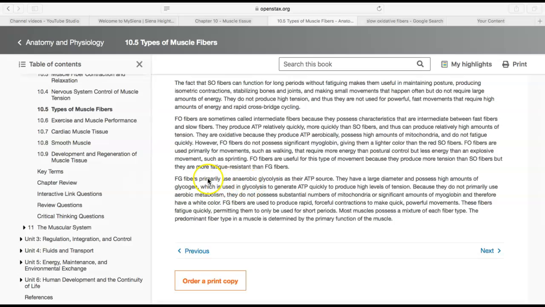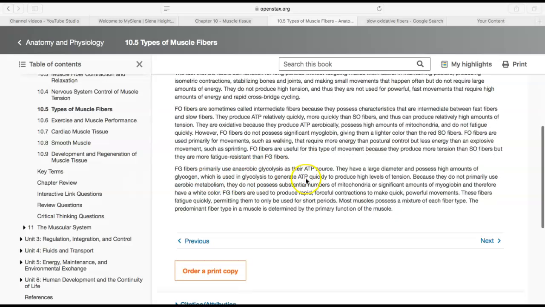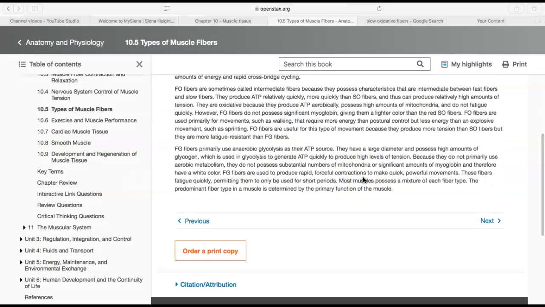Fast glycolytic fibers, like I said, use anaerobic glycolysis as their ATP source. And so you can make a small amount of ATP, but you're going to run out much, much quicker. They have large amounts of glycogen, which is good because that's used in glycolysis to generate ATP quickly. And it produces high levels of tension. So basically what that means is that they're used to do forceful contractions and make quick, powerful movements like sprinting or jumping. And remember, those are things that you can probably do for very small amounts of time before being completely exhausted. So that's because they fatigue quickly, and like I said, you can only use them for short periods.